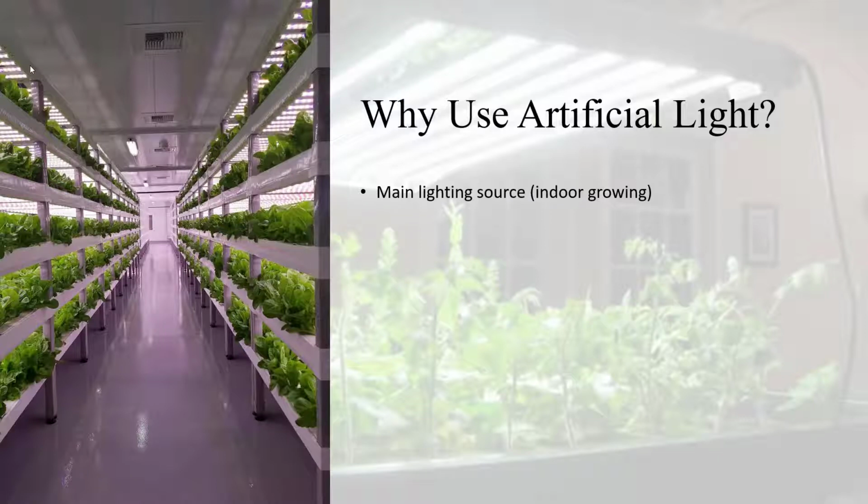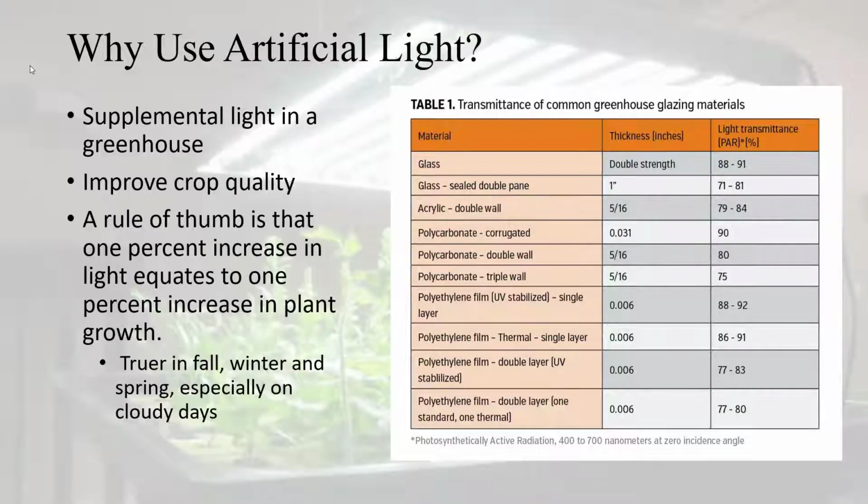Well, a big reason is if you are growing indoors, right? If you're growing indoors, artificial light is going to be your main lighting source. Obviously, you're going to need it. That's why we should consider it. But even if you're not growing indoors, maybe you're using a greenhouse. If you see on the table on the right there, depending on the material that is covering your greenhouse, it's going to be blocking some of the light entering, right?